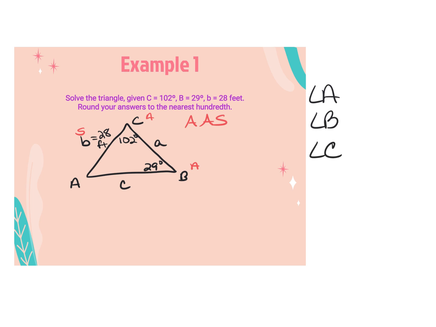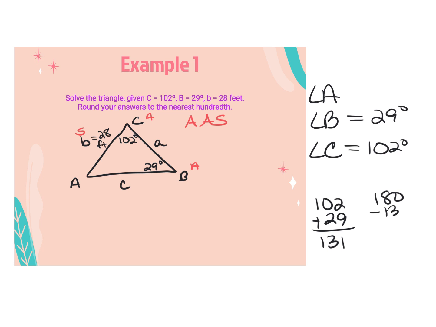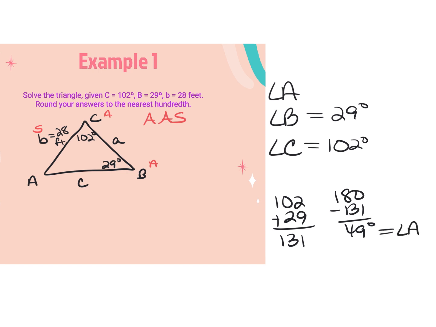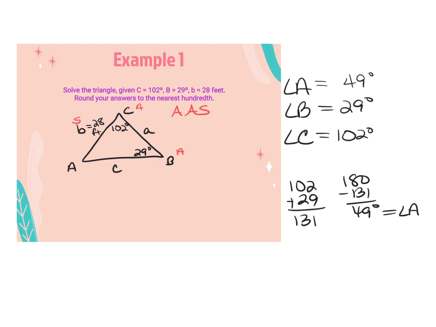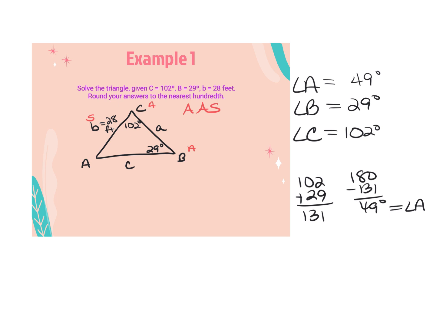I already have angle C, it's 102. I already have angle B, it's 29. Now to find angle A, I'm going to add the two angles they gave me, and I get 131. And then I subtract that sum from 180, and my missing angle A is going to be 49 degrees. So when you're given two of the angles to find the missing third, you just add them and subtract from 180.